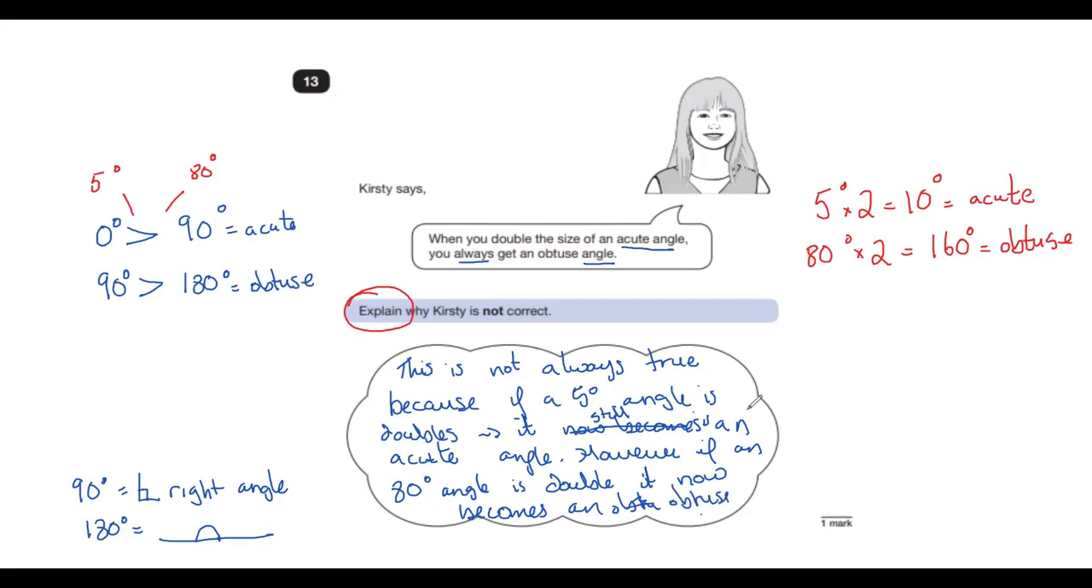So here you can see that you've given evidence, and it's very important that you do that so that you get the question correct. And there's 1 mark for this question.